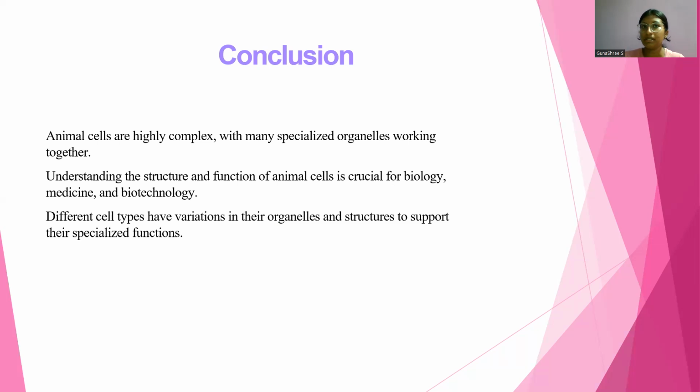Moving on to the conclusion, these were some of the cell organelles that I discussed that are present in the animal cell. Not only these cell organelles, there are more than these. In conclusion, animal cells are highly complex, with many specialized organelles working together to perform different functions in the human body or the animal body.